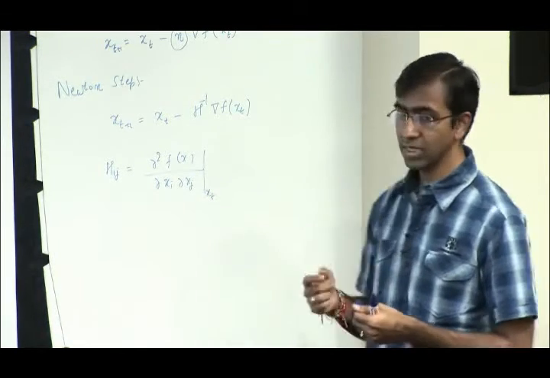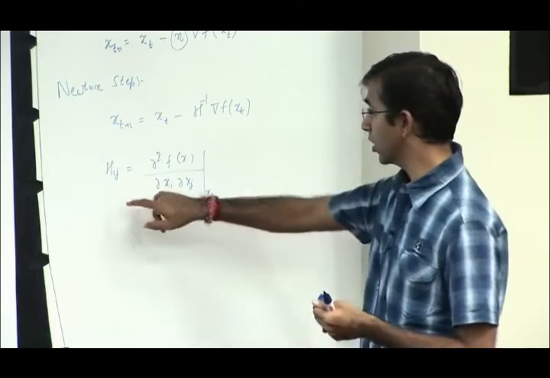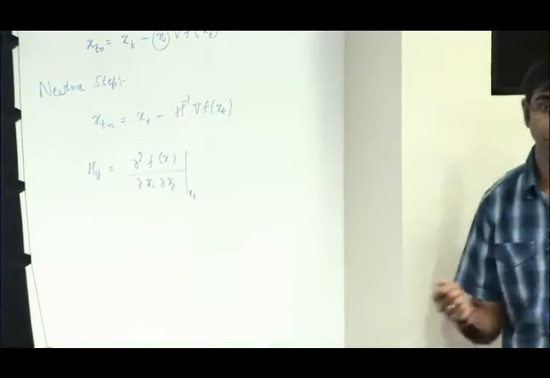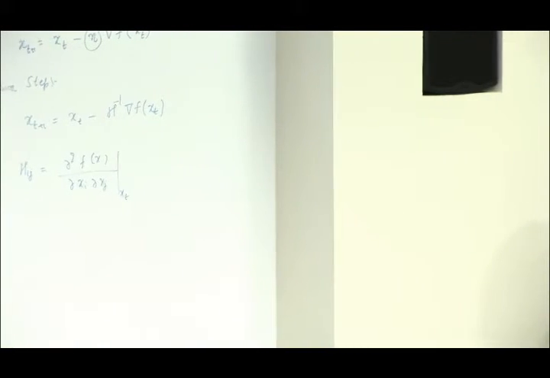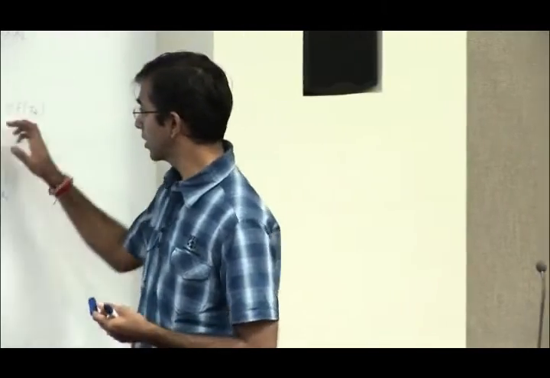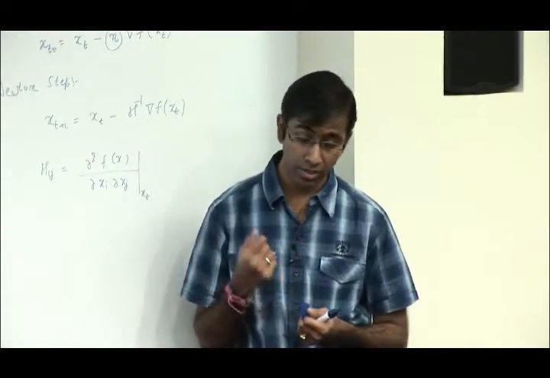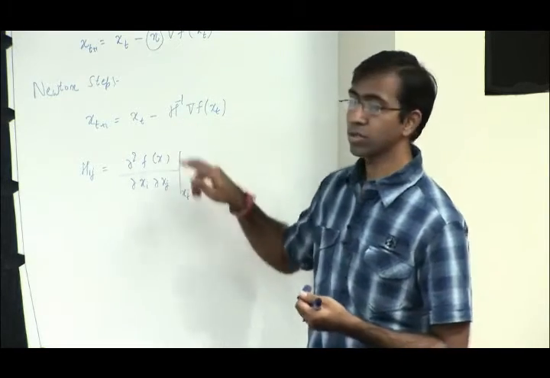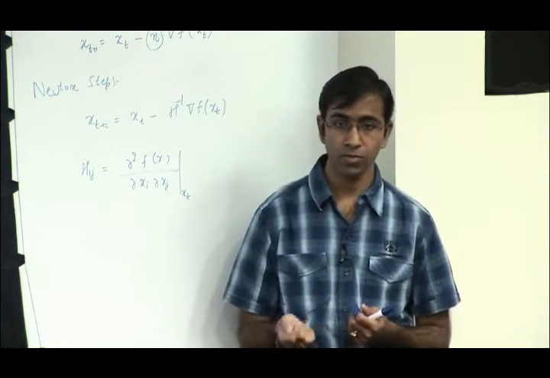But the issue is that each step can be very expensive, because first you have to compute your Hessian and then you have to invert it. The inversion is a very expensive operation for matrices. So if you are working in d dimensions, then in general you'll need to do order d cube computation to be able to compute this Hessian inverse, which is very expensive.